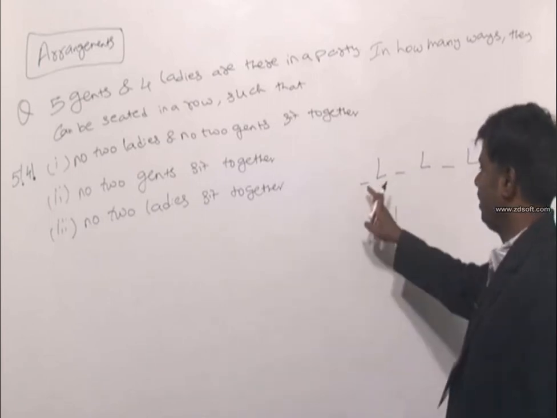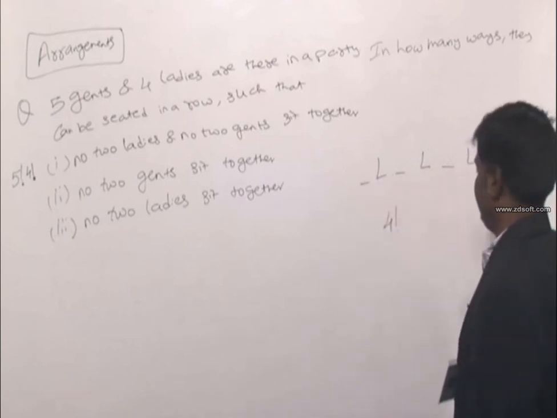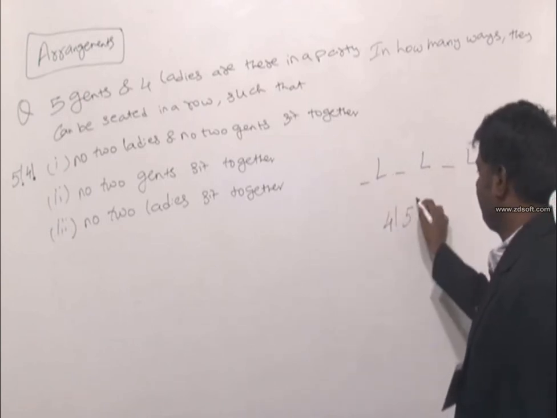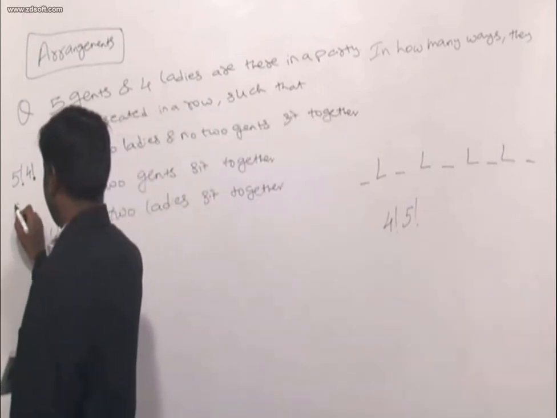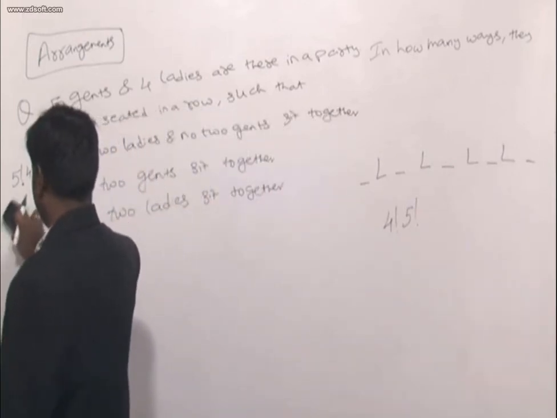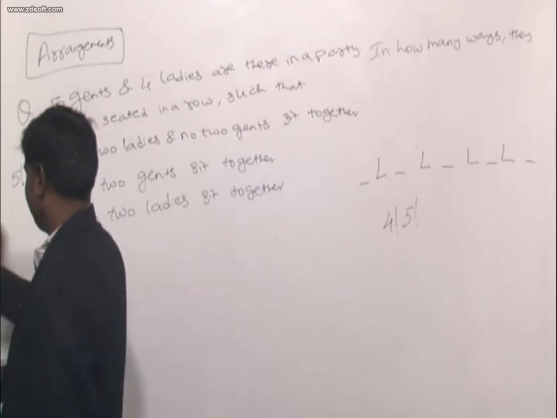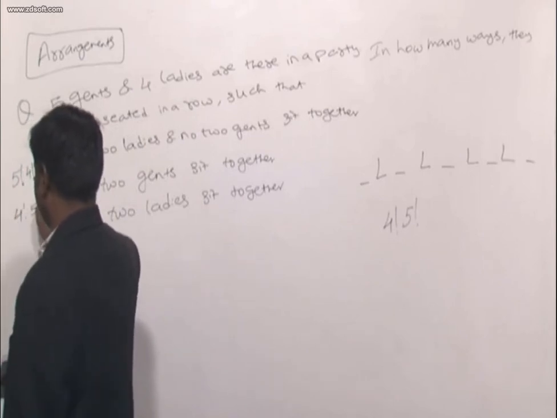Now, how many positions are there for gents? 1, 2, 3, 4, 5. 5 positions, 5 gents, 5 factorial. So, the answer is not different when you compare the first case with the second case. But is it the same for the third case as well? That's a question.